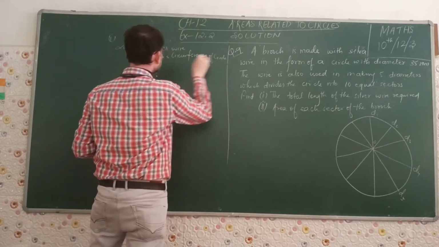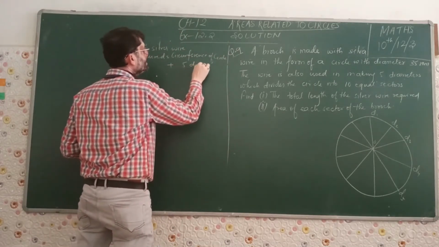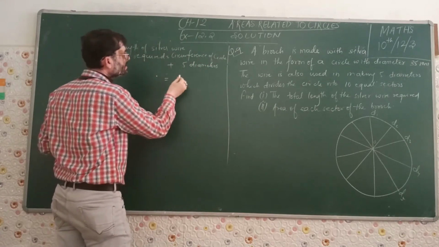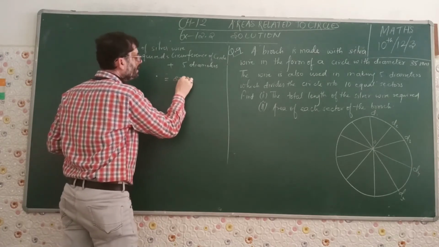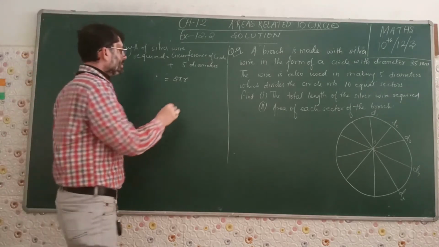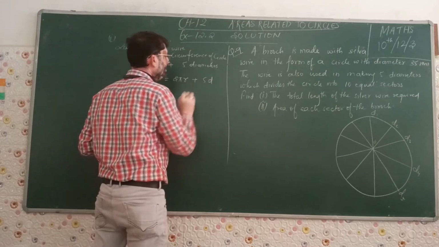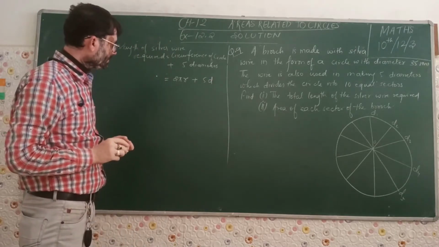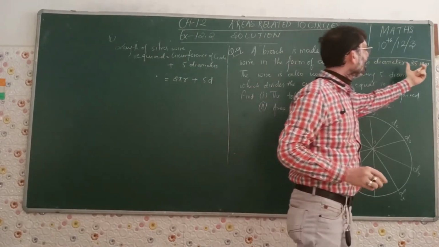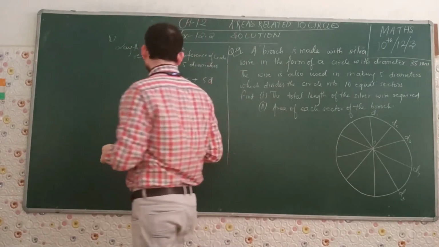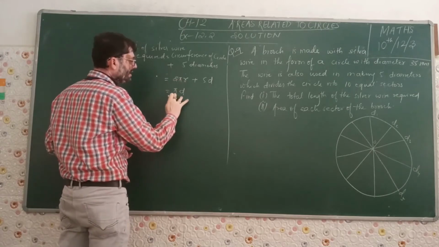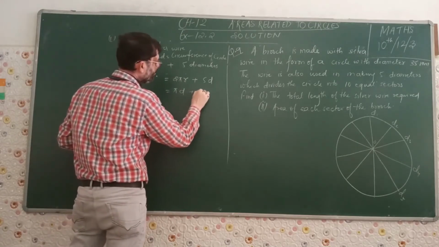Circumference of the circle plus 5 diameters. The circumference of the circle is 2 pi r, and 5 diameters means plus 5d, we can write in short form. And the diameter of the circle is 35 millimeters. This was given to us. So this can be written as pi into d plus 5d, because 2r is d.